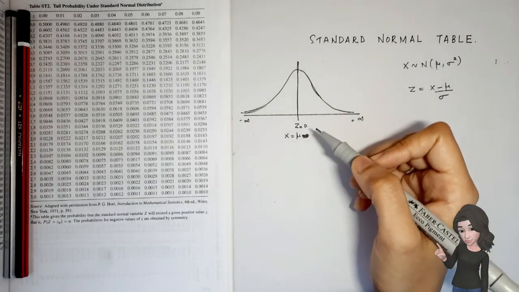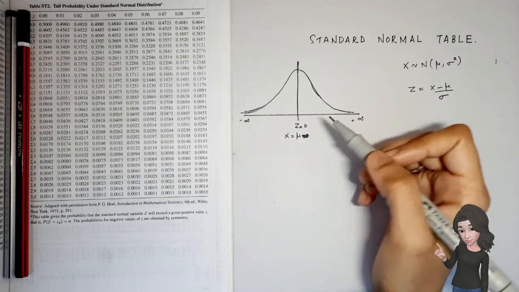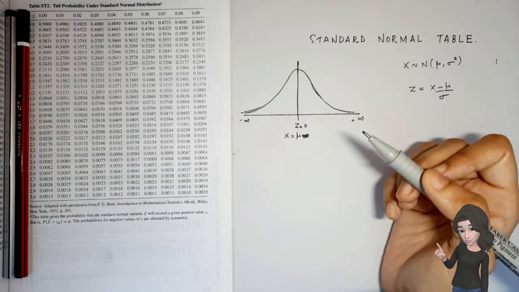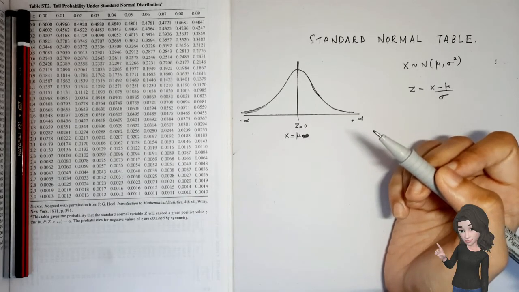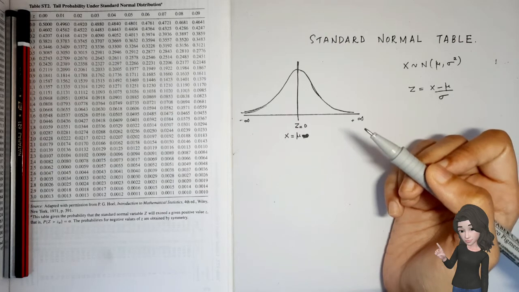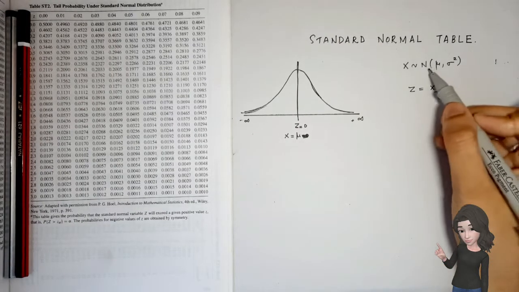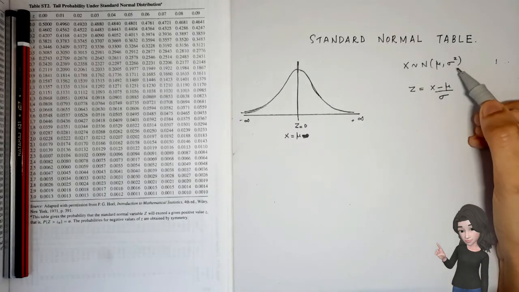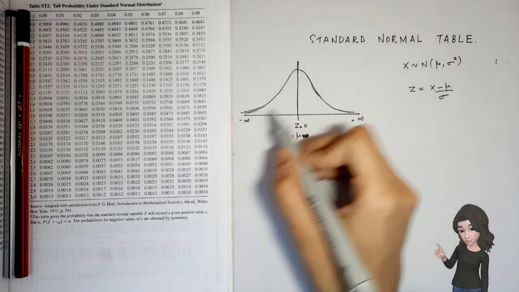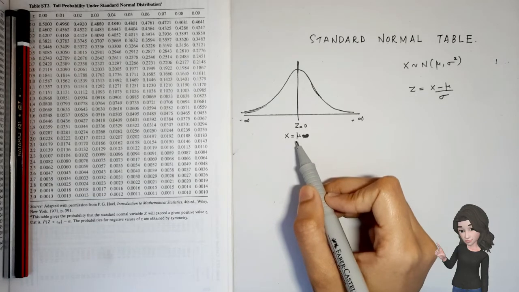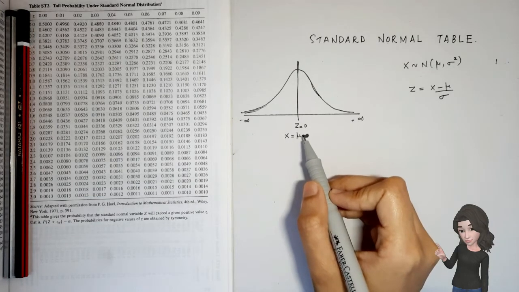We have already discussed the properties of the standard normal distribution in previous videos, where we said that this is a bell-shaped curve and it is symmetric about the mean mu. So if X follows normal with mean mu and variance sigma square, this curve is symmetric about the mean, X is equal to mu, where mu is the mean.